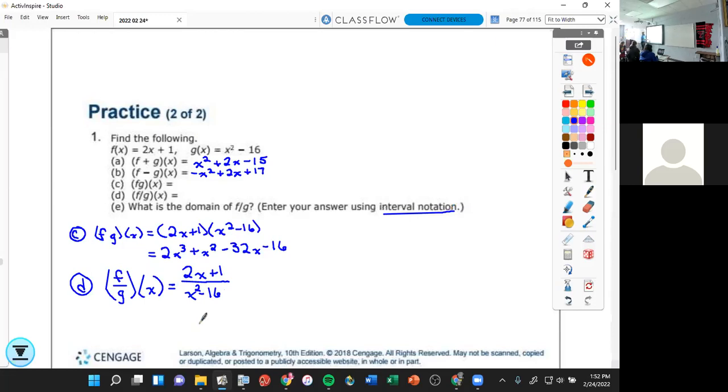So this bottom factors, right, into x plus 4 and x minus 4.